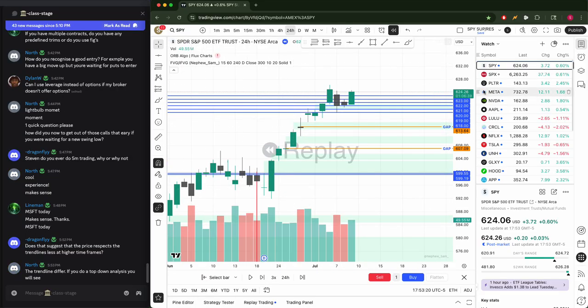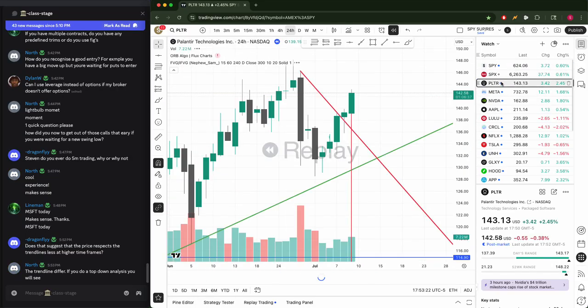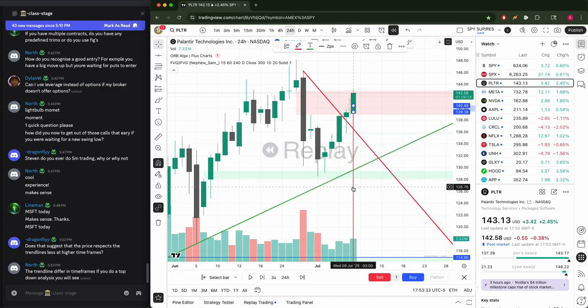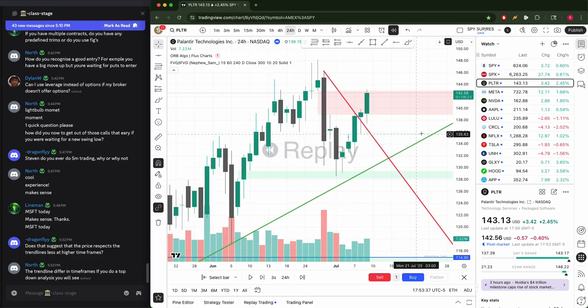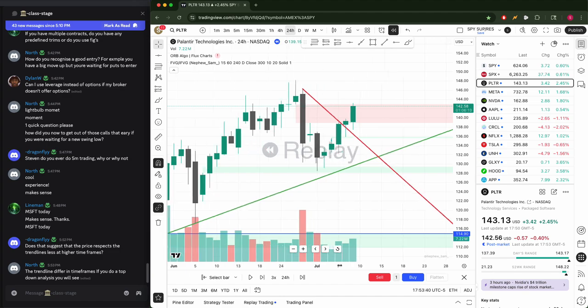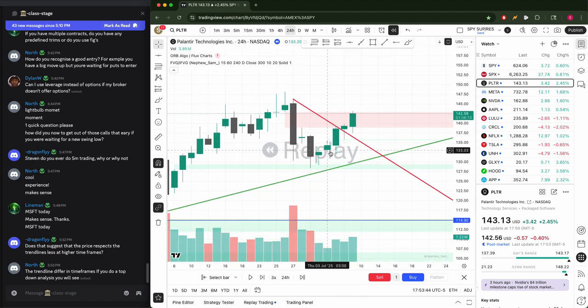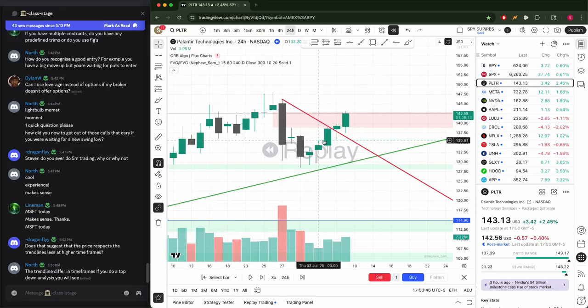Let's just say that's not a really good chart. Okay, this one's good. Okay, so these are 24-hour trend lines. And you see right here on June 25th.